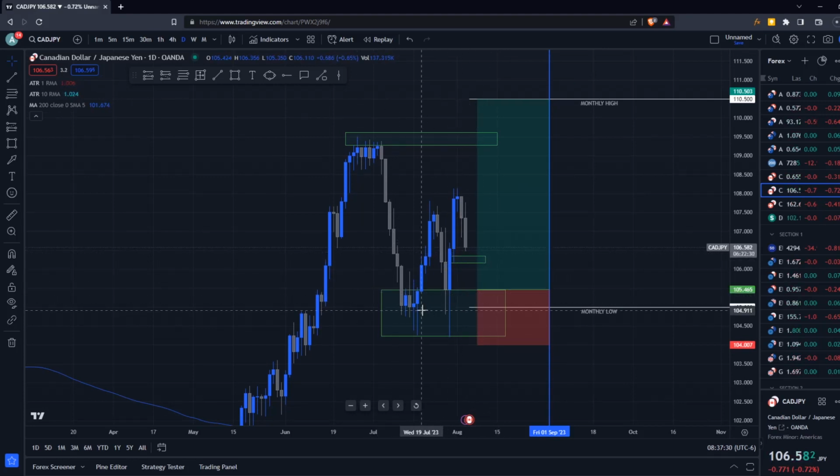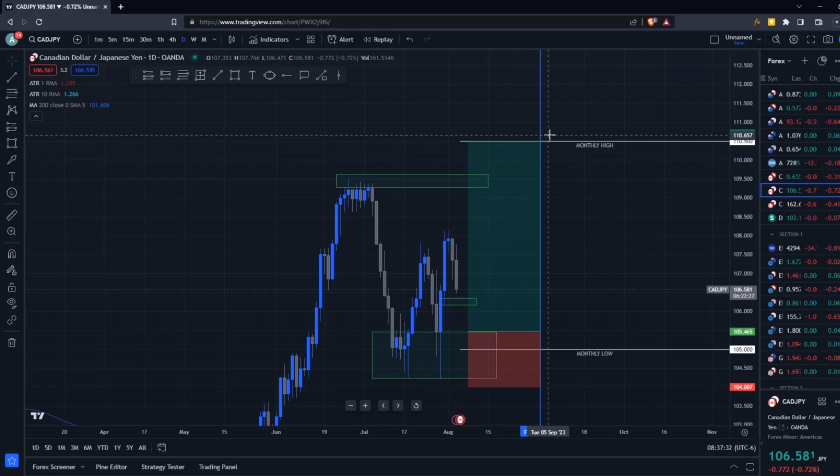So we're going to look for a buy in this big zone here, then target our monthly range at 110.5. So that is CAD yen. We just got to wait.